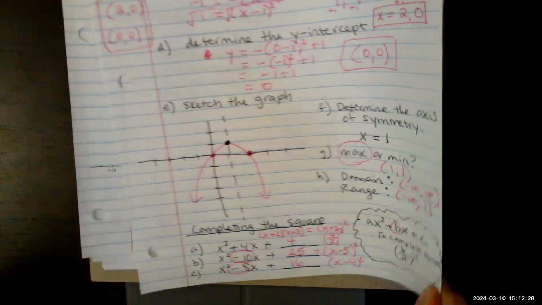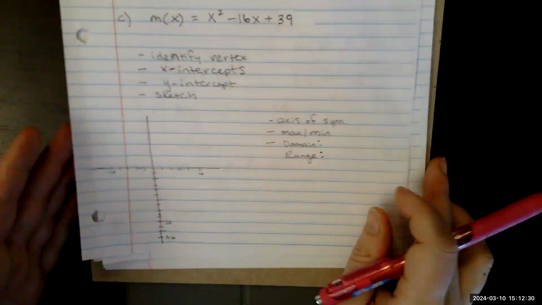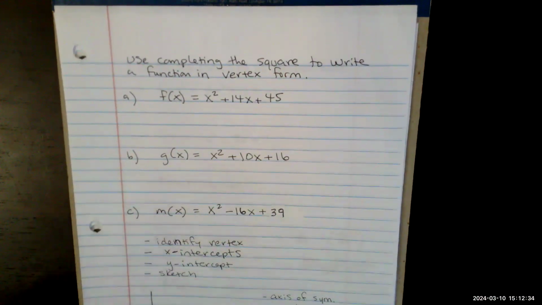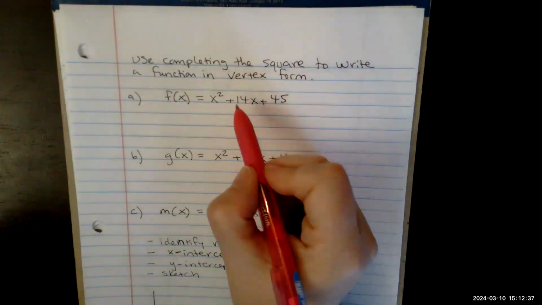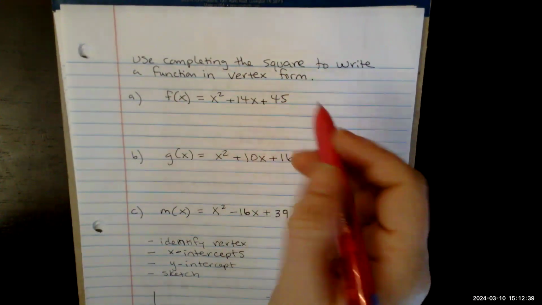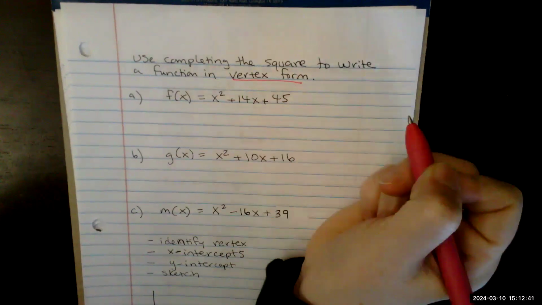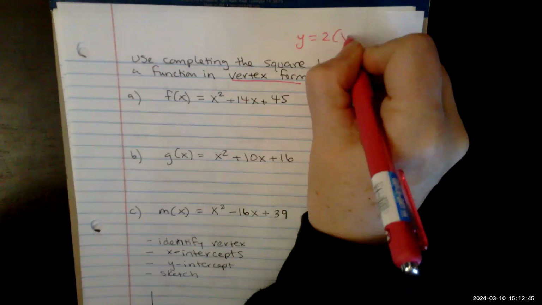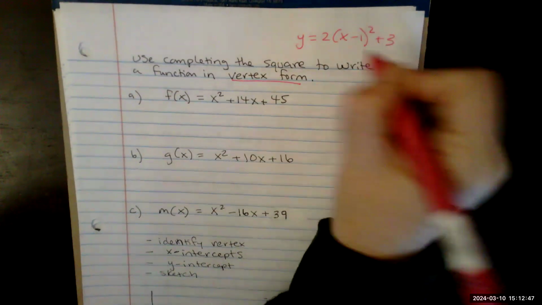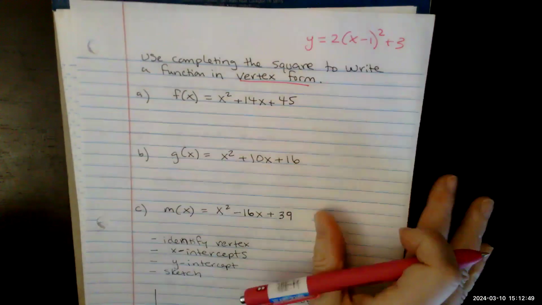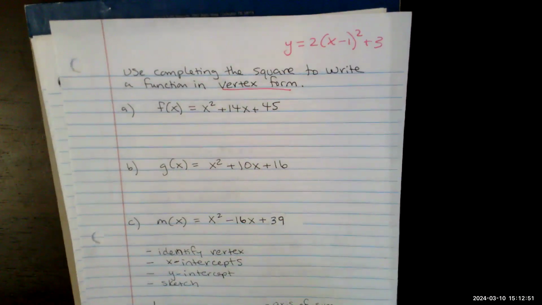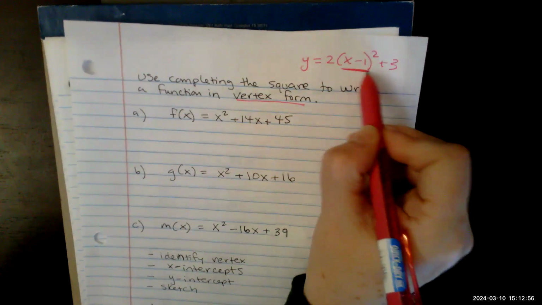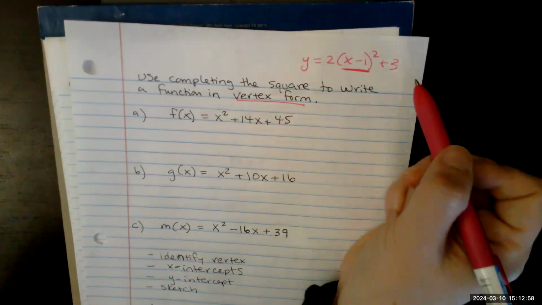Okay, so how do we use that to actually do something useful? If they give me an equation in this form and they're asking for vertex form, they want something like this. This would be vertex form. So I don't have that, right? So I would like to change this to something that looks like this.